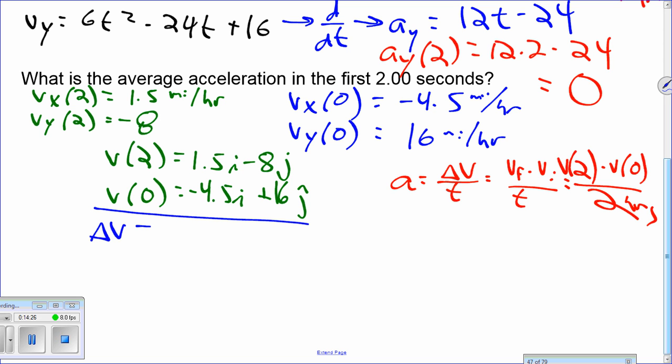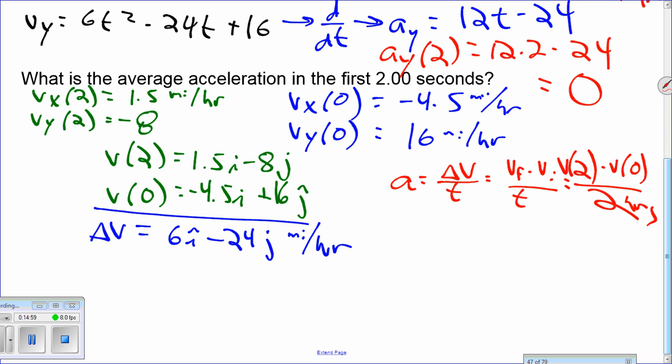Change in velocity. Vf minus Vi, right? So I got lucky. I wrote it in the right order. So 1.5 minus negative 4.5 is going to give me 6i. Negative 8 minus 16 is going to give me negative 24j. And that's all miles per hour, right? Everybody good? Questions?